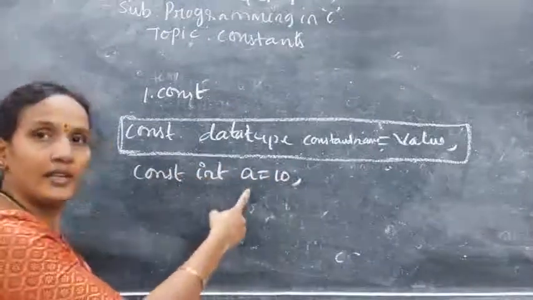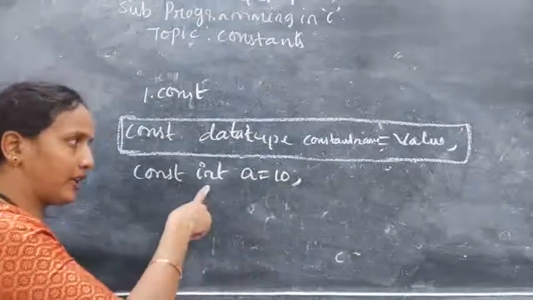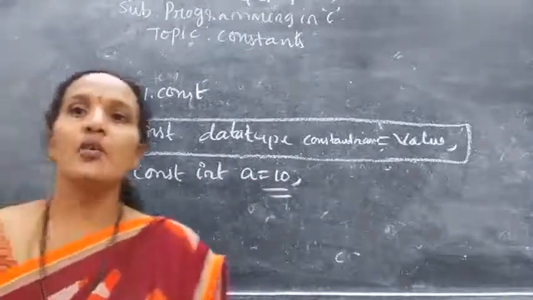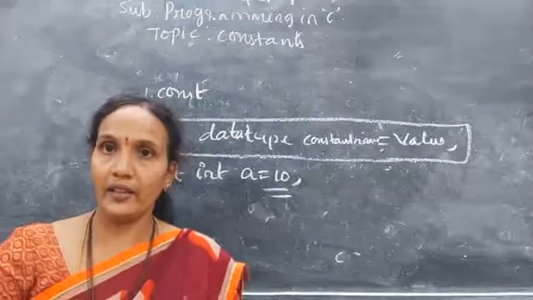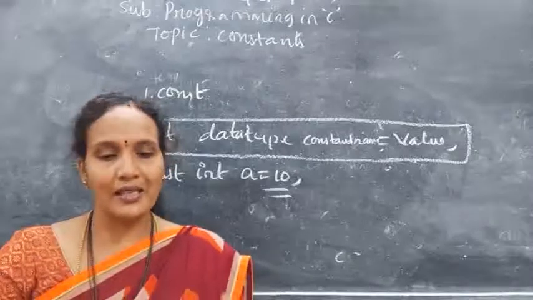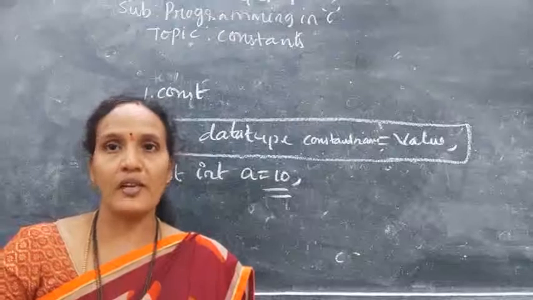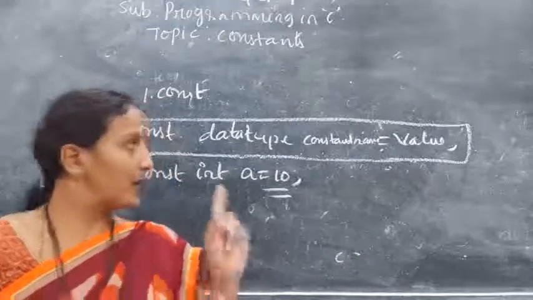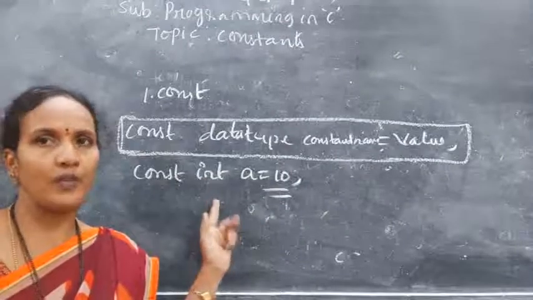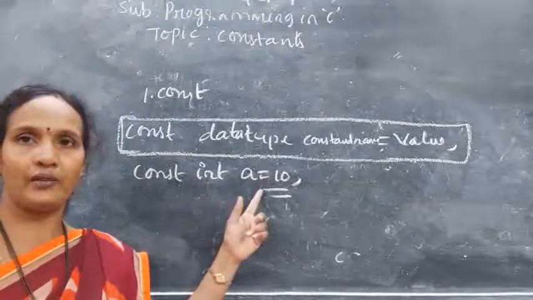A is a constant name. What type of value is this holding? Integer type, and that is also constant. Means the value of a is fixed. The value of a here will never change during program execution. If you execute the same program 100 times also, the value of the constant will never change. Here in place of int, you can give float, char, string. Whatever data types you have in C programming, all those you can use.